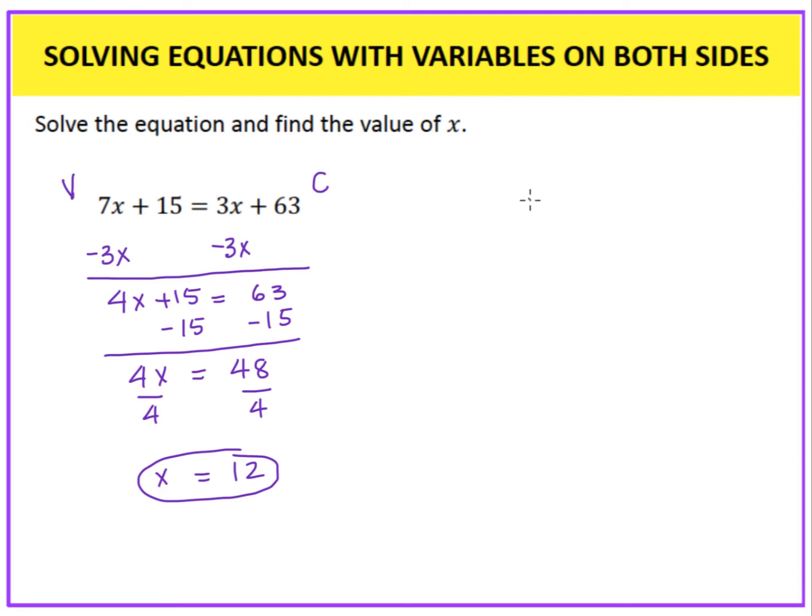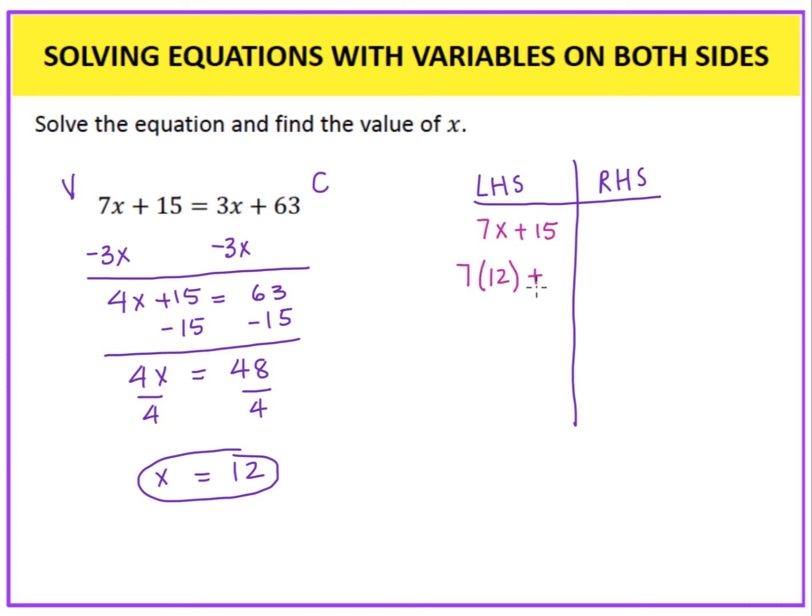Now the next thing is to check your answer, and the way you check your answer is by doing a left hand side and a right hand side. So now let's try and use a different color. On your left hand side, the first thing you do is take the equation, write down what you have on the left hand side. So you have 7x plus 15, and when you substitute x with 12, you have 7 times 12 plus 15, and that is 84 plus 15, and that is 99.